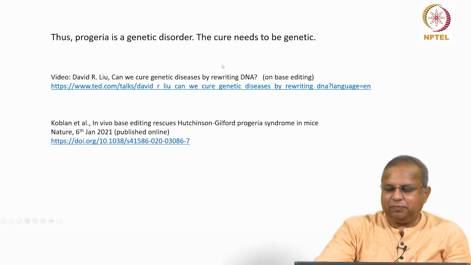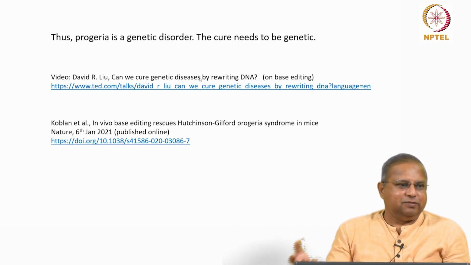And this is the paper, the link is given, you can go and take a look at this. This is the online version, I think that is good enough for most of us. Okay. So Koblan is the first author. In vivo base editing rescues Hutchinson-Gilford progeria syndrome in mice. Okay, any questions so far?